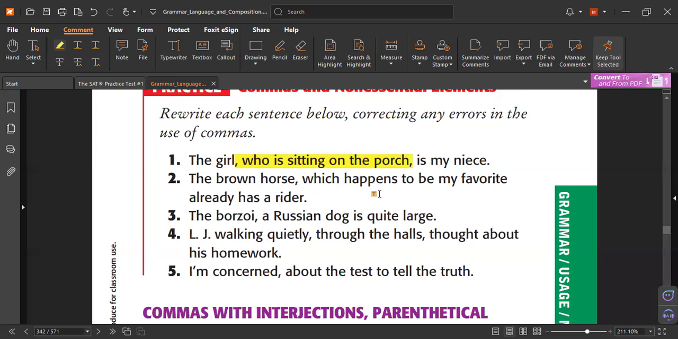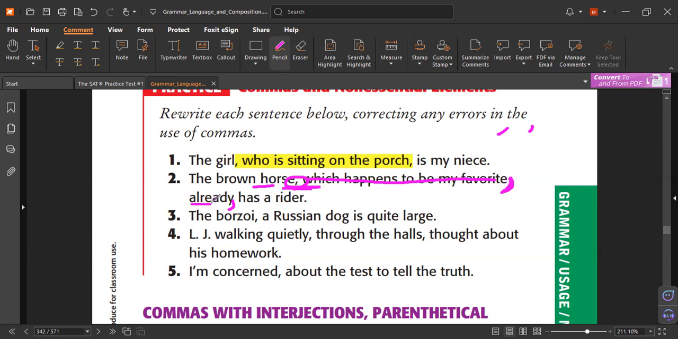Look here. Here we need a comma, but where? Look, the brown horse, which happens to be my favorite, already has a rider. You see? Comma. So we need a second comma. Why? Because it already has a comma. As I told you, no one comma. We don't use only one comma. Two commas or no commas. But why didn't we put the comma before already? So that is the trap. Why can it not be here? That is a very good question.